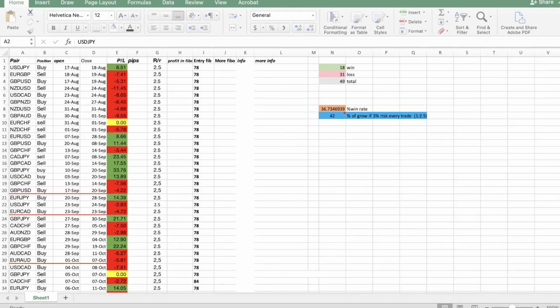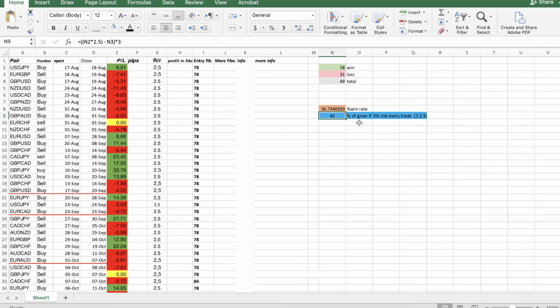This is my trading journal over the past 6 months. I traded with this strategy from August. I did almost 50 trades on different pairs and these are the results. On the right side you can see 18 wins, 31 losses, 49 total. This is my win rate, which is 36%, and my total profit was 42%.